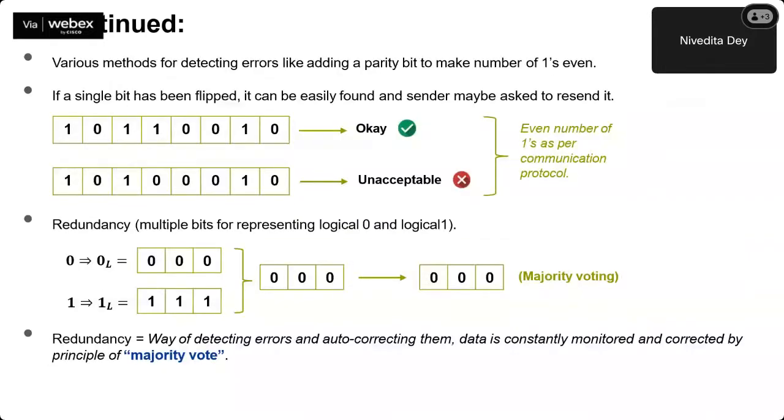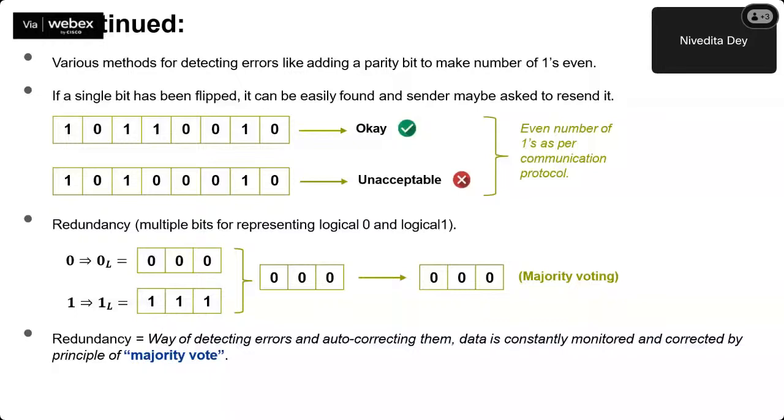So if we have to send a 0, we represent it in the form of a logical 0, and we put some redundant bits. So for 0, we will be putting 0, 0, 0, and for 1, we will be putting 1, 1, 1. Now, say in the output we are getting 0, 0, 0. Then, of course, it represents a logical 0. But if it is 0, 0, 1, that will also represent a logical 0.